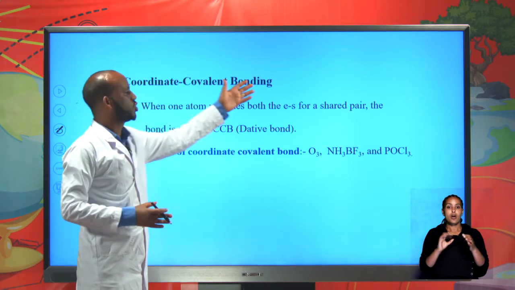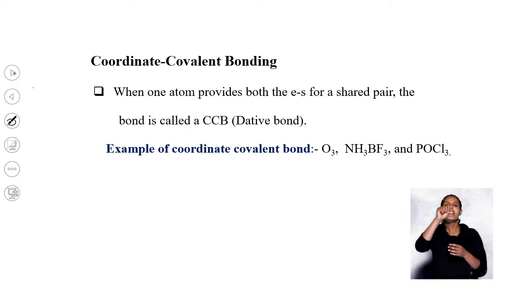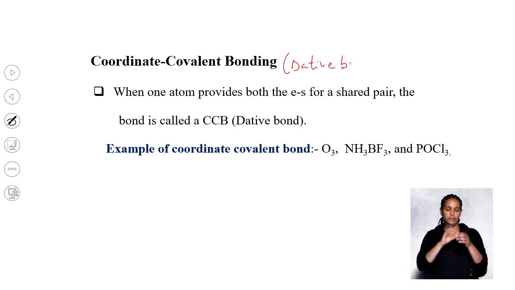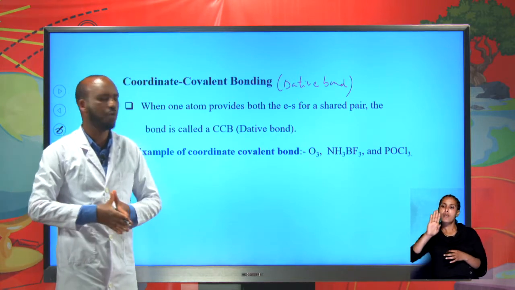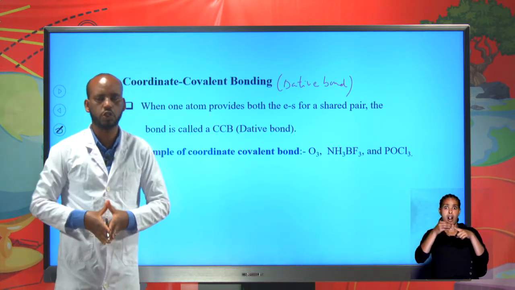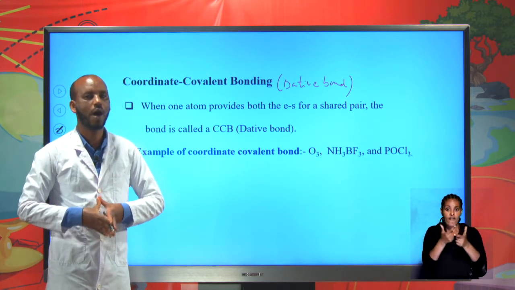Coordinate covalent bonding, or dative bond. A coordinate covalent bond is a special type of covalent bond in which both bonding electrons come from one atom.